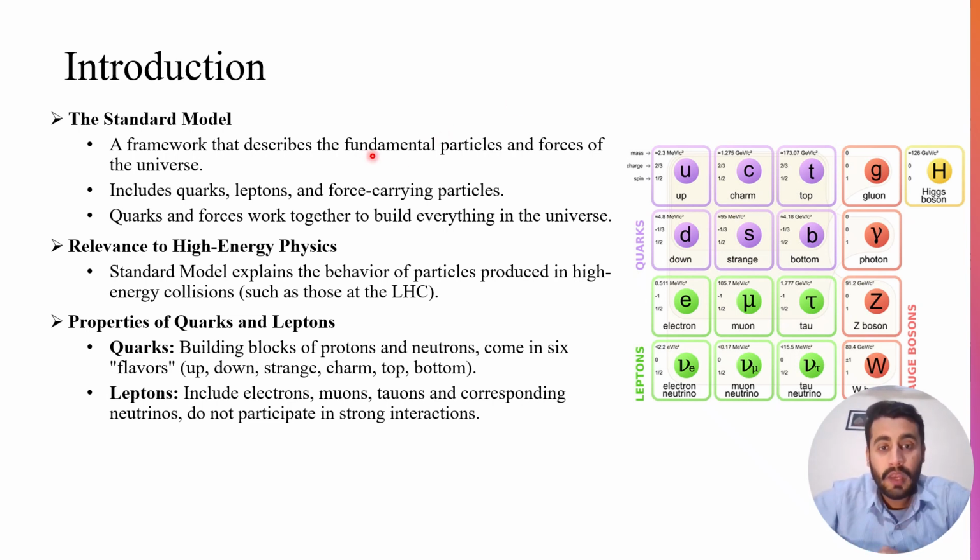Here you can see the standard model basically includes the quarks. Here you can see the six quarks, and also four force carrying particles. These are the four force carrying particles: gluons, photons, Z bosons and W bosons. These four are basically the force carriers, and these are the quarks: up quark, down quark, charm, strange, top and bottom.